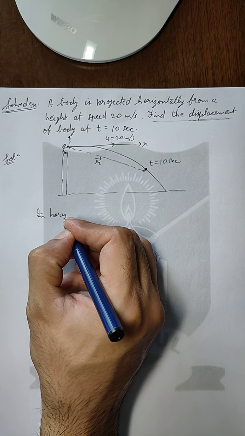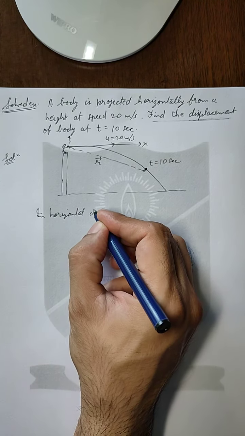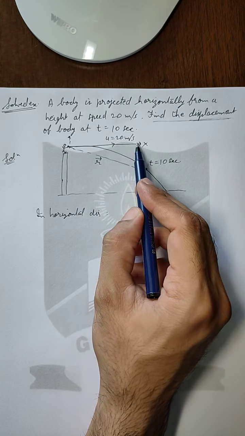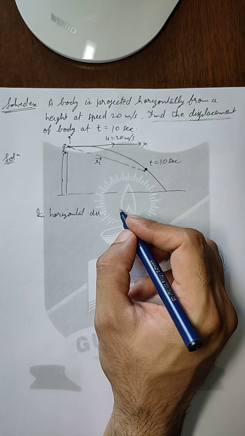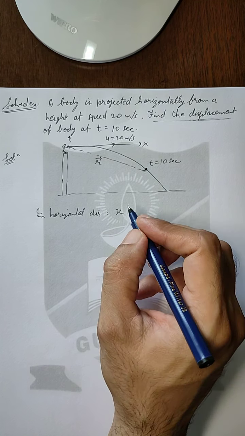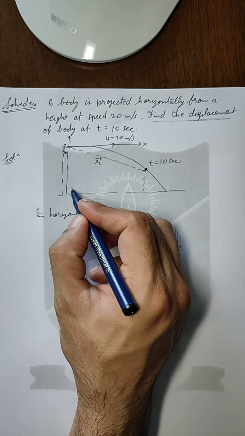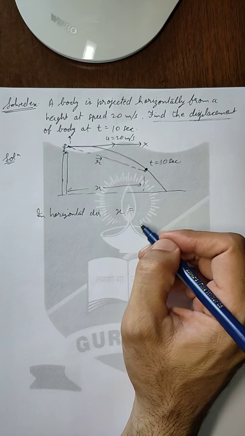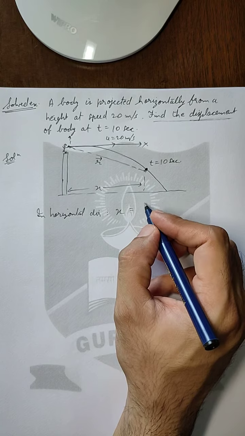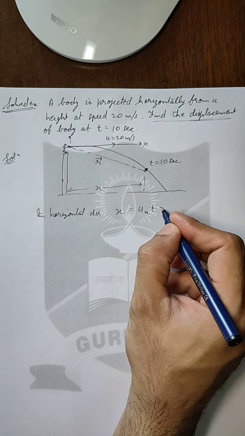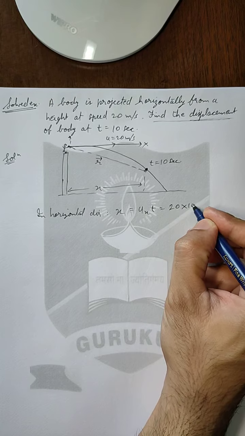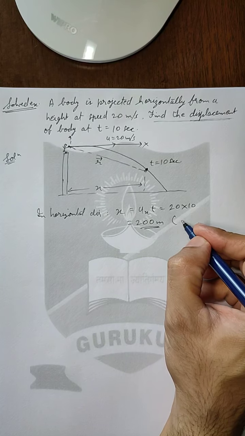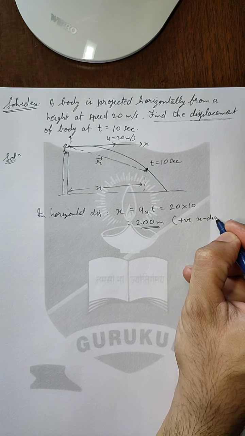In horizontal direction, ux is 20 meter per second, all the velocity is in the horizontal direction. So in horizontal direction, let us say this is the x distance traveled. X distance traveled will be equal to speed into time because there is no acceleration in the horizontal direction. So it will be equal to ux into t. So 20 into 10 seconds, which will be equal to 200 meters. So this is the distance traveled in positive x direction.